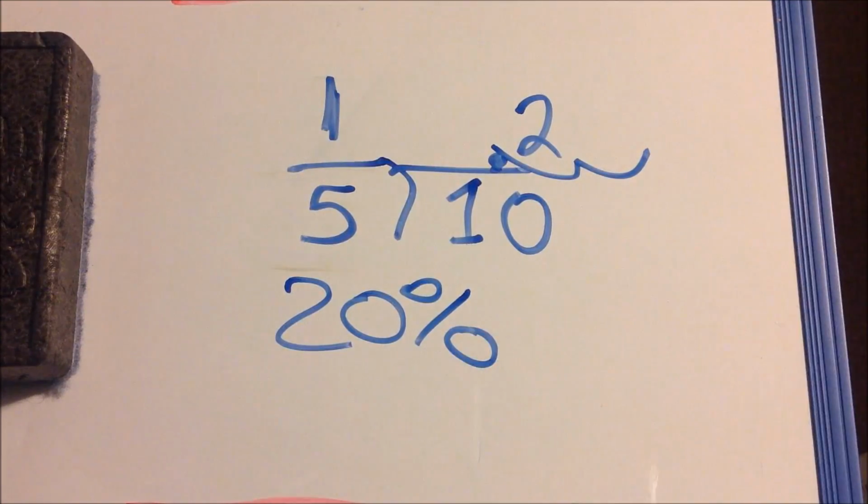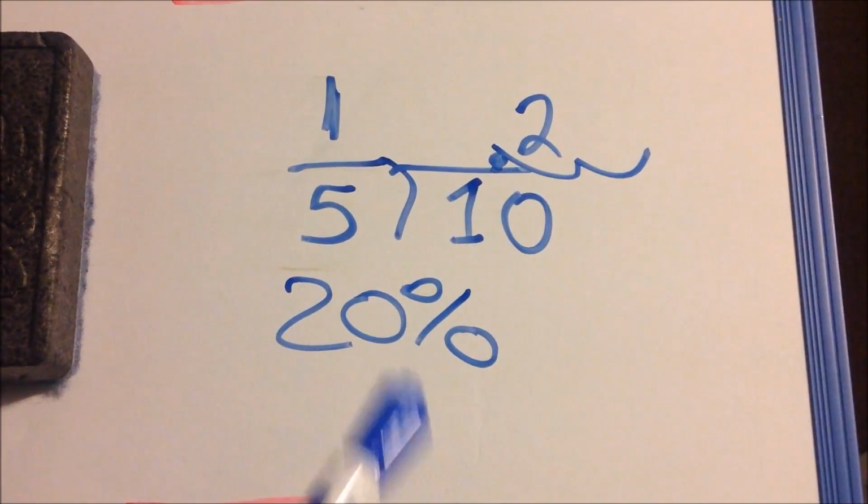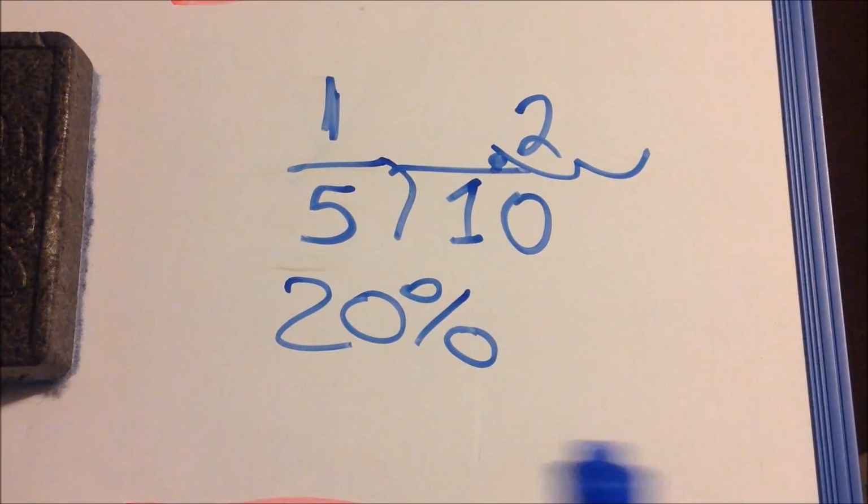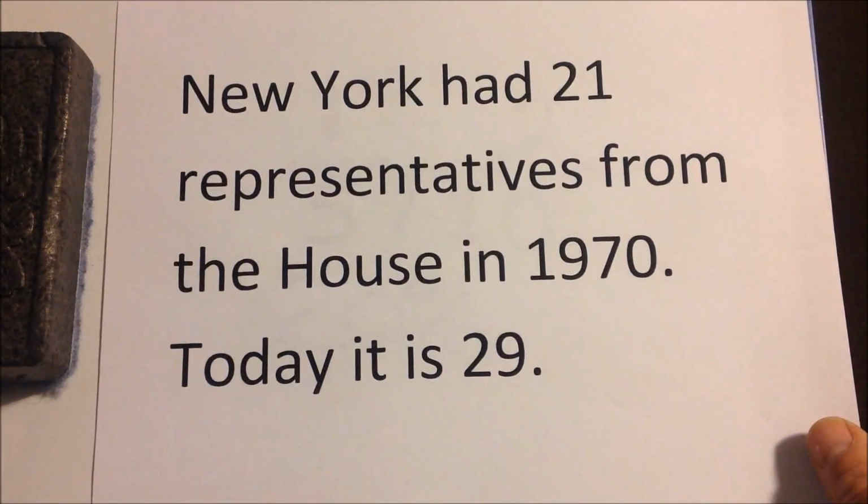So remember, when you do that on a test, not only do you give me the amount of increase, but what was it? It was a percent of increase because it went from 5 to 6. 20% increase. Let's see if you can do this one.